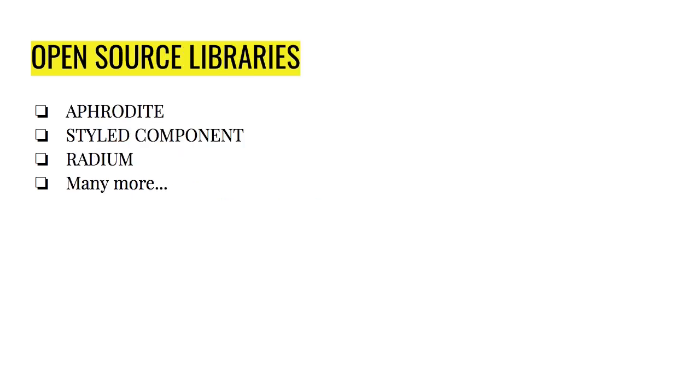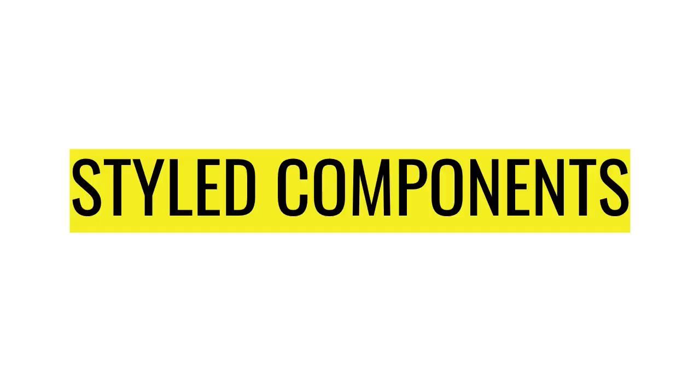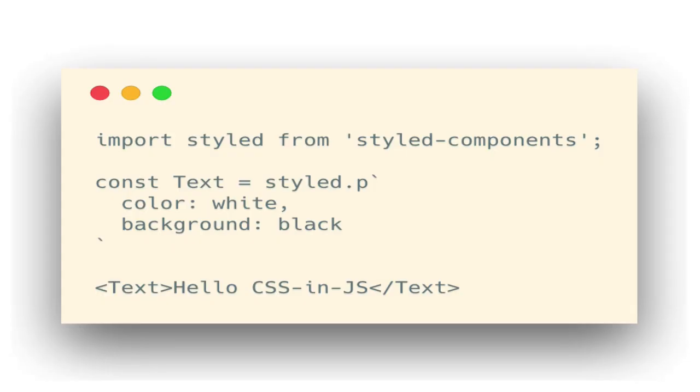So these are the open source libraries which are actually implementing CSS in JS. Actual CSS, not that inline thing. We are going to look into the styled-components library here. You have to install the styled-components library, obviously. For example, you have a div element or a paragraph and it has some existing text.